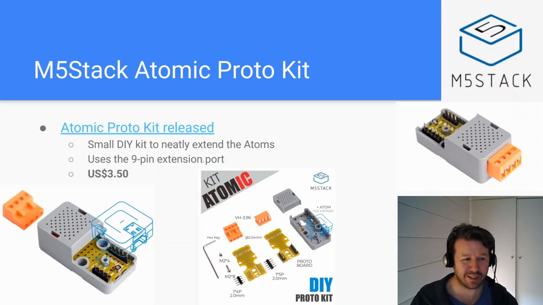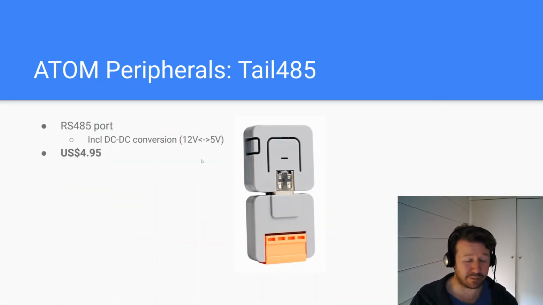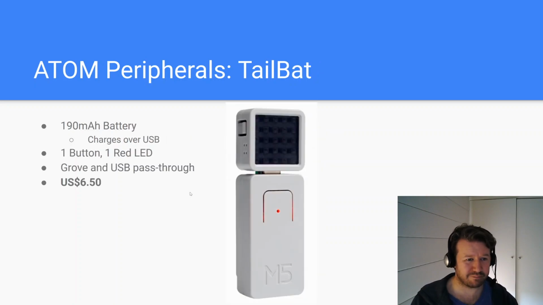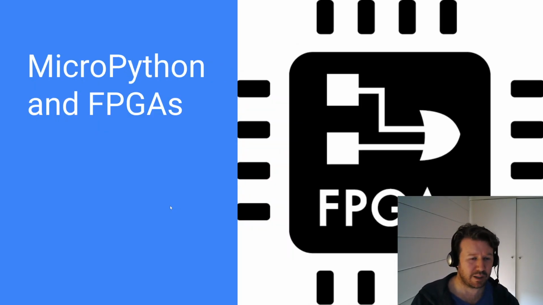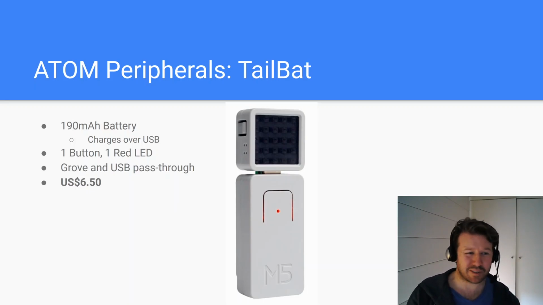It's pretty good. If you're interested in RS485, they've got an add-on for it. Plug it in, and it does the voltage conversions and serial out. $5 US. And they've got a battery as well, just a 190 mAh battery, which charges over USB on the bottom. It's got a button to turn it on and a LED. Knowing how M5 Stack works, they'll probably be releasing more peripherals pretty rapidly.